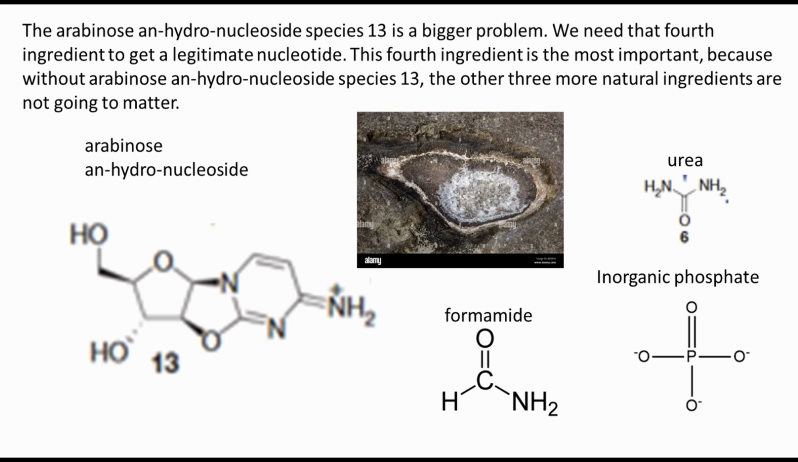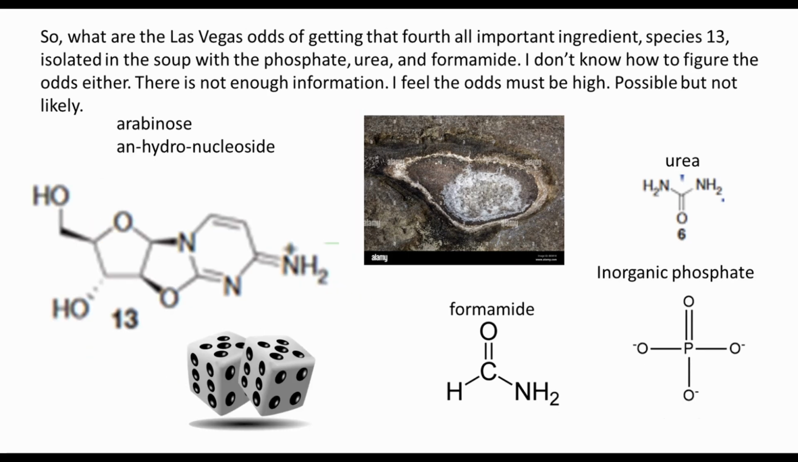The arabinose anhydronucleoside, species 13, is a bigger problem. We need that fourth ingredient to get a legitimate nucleotide. This fourth ingredient is the most important, because without arabinose anhydronucleoside, species 13, the other 3 more natural ingredients are not going to matter. So, what are the Las Vegas odds of getting that fourth all-important ingredient, species 13, isolated in the soup with the phosphate, urea, and formamide?